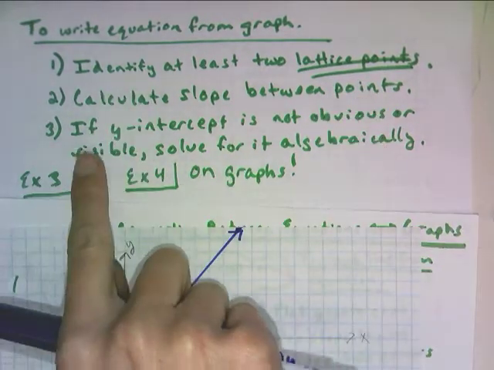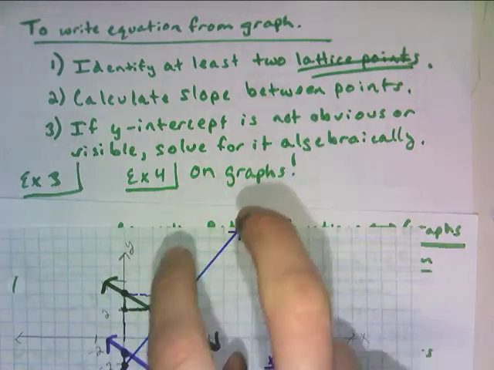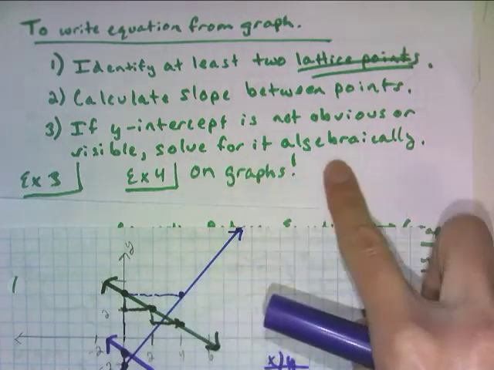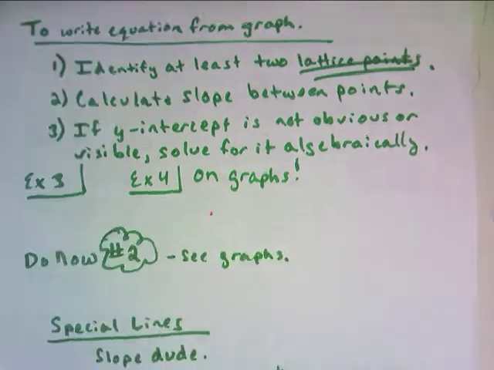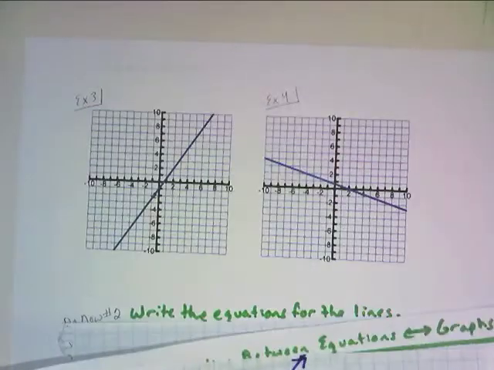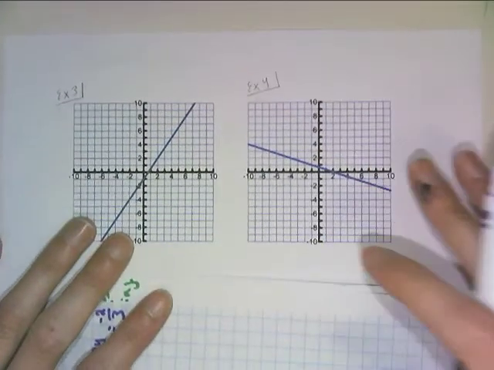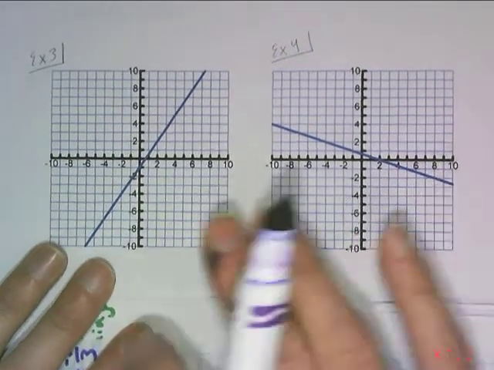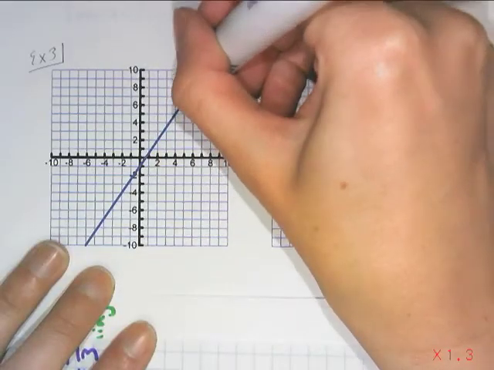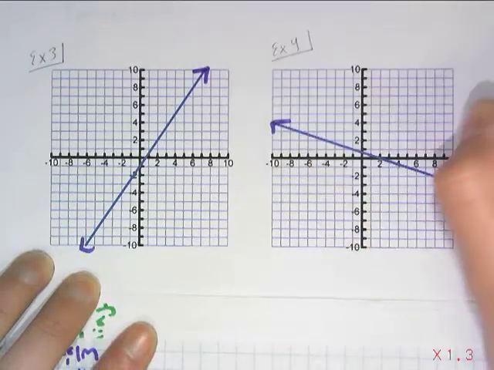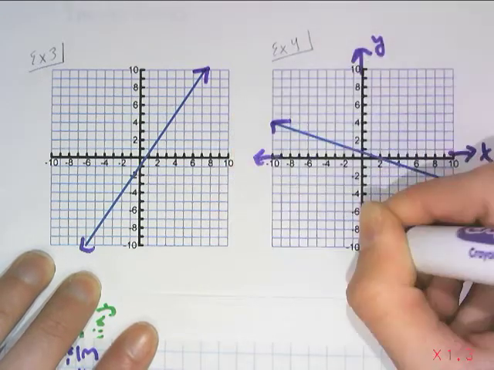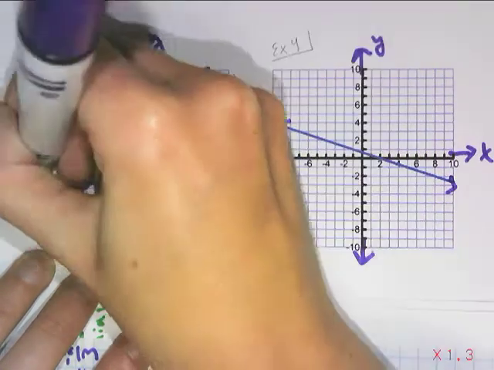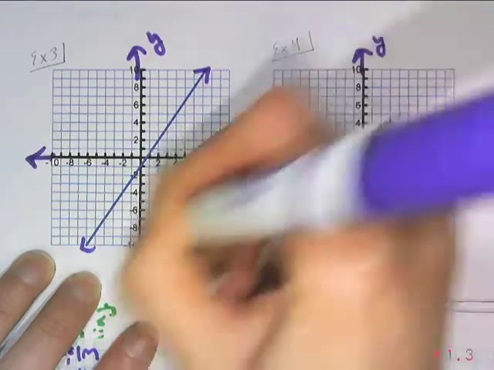And then if the y-intercept is not obvious or not shown on your graph, you need to be able to solve for that algebraically. So example 3 and example 4, we've made these examples for you now, and we're going to try to do these together, making an equation in slope-intercept form. With these 2 graphs, this is continuous data. They should have arrowheads here and here, and on the x-axis and the y-axis also. For these to be high-quality graphs, we want to make sure to do that every single time.